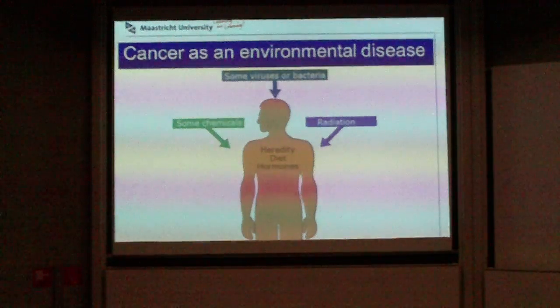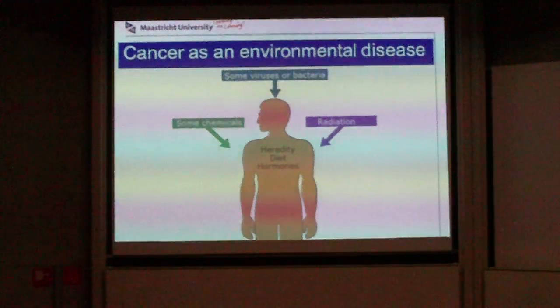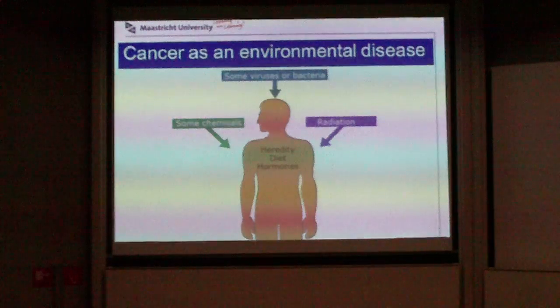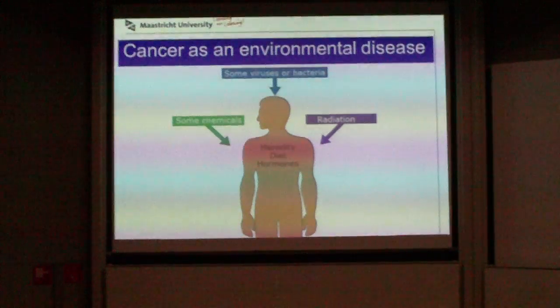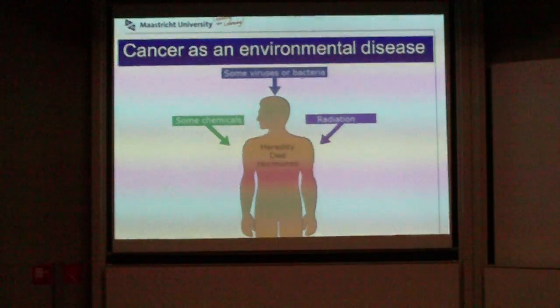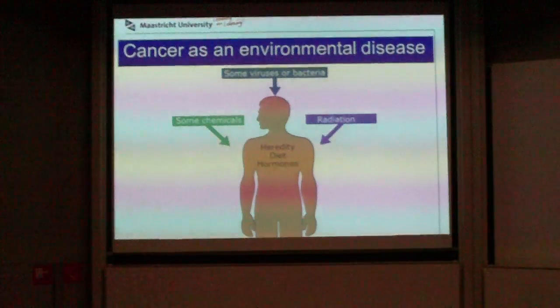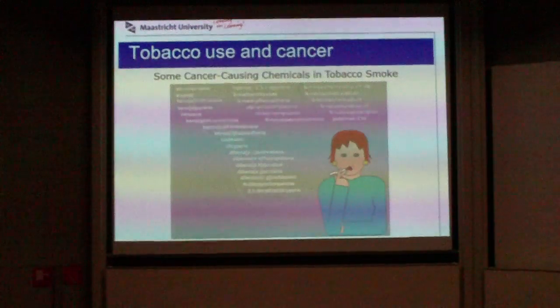Now let's look at cancer risk or cancer development as an environmental disease. We know it's an environmental disease. We know that there are certain chemicals that are carcinogenic. We know that cigarette smoke contains a lot of these compounds. We know that radiation, gamma radiation, alpha emitters, all sorts of different types of radiation can modify the genes, make DNA mutations, or some viruses or bacteria can even have a carcinogenic potential. So cancer can be considered as an environmental disease.